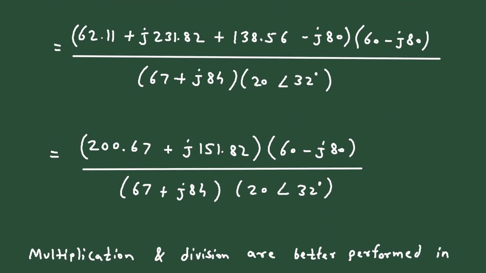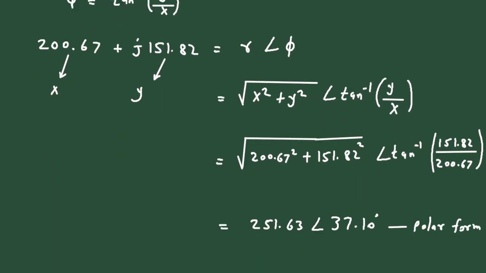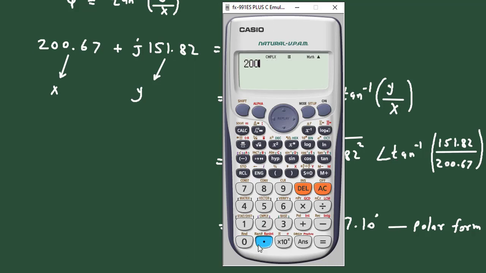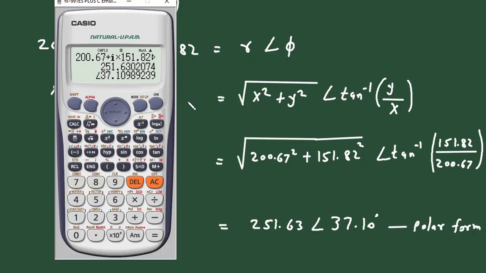Now similarly we will do this for 60 minus j80. Before that we will verify our answer in calculator. So 200.67 plus I into 151.82. So shift, then 2, then 3. So it is 251.63 at an angle 37.10. So hence our answer is correct.